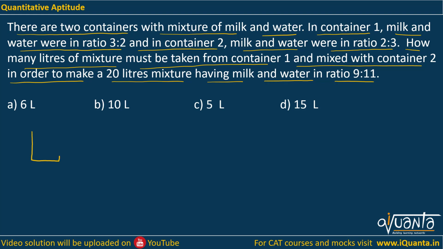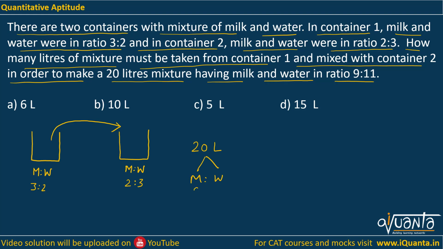So we have container 1 over here, we have container 2 over here. In both we have milk and water in some ratio. Here it is 3:2. In the second one it is 2:3. So from container 1 we have to put some mixture into container 2, so that ultimately we should get a 20-liter mixture in which milk and water must be in ratio 9:11.